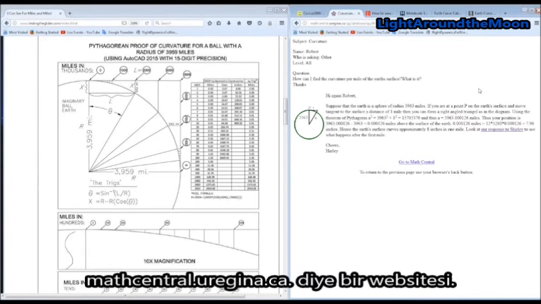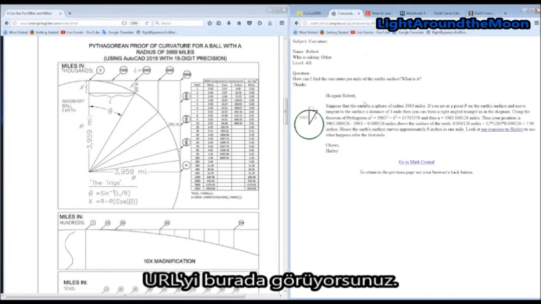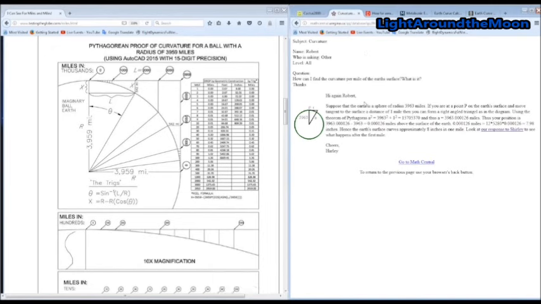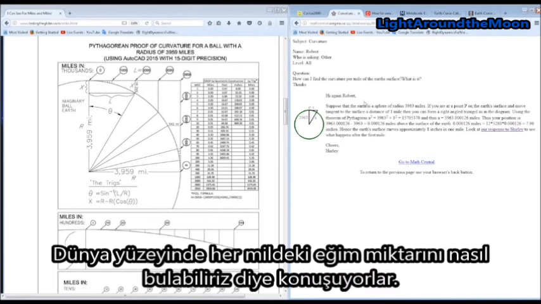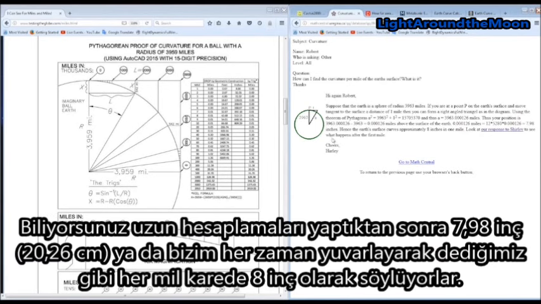This is a website called mathcentral.uregina.ca. I'm not sure if I pronounced that right, but whatever. Anyway, you see the URL here. So they're talking about how can I find the curvature per mile of the Earth's surface, and they give an answer right here. And they say after you do all the long form math, it ends up being 7.98 inches, or like we said, everybody's just kind of rounding it up to 8 inches per mile.